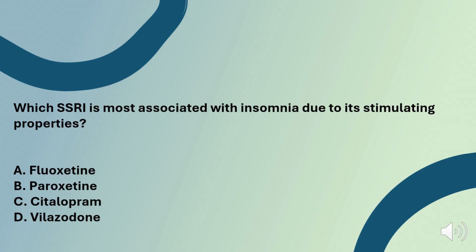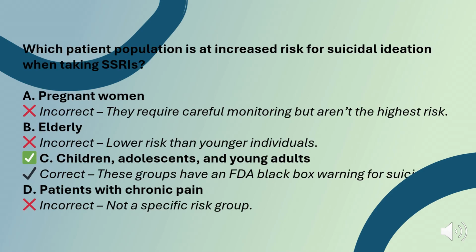A. Fluoxetine. B. Paroxetine. C. Citalopram. D. Vilazodone. So we already answered this in a previous slide if you think about it. I'm going to give you a moment to look over the answers, but we want to know which SSRI is linked to insomnia. So let's go on to the next slide.